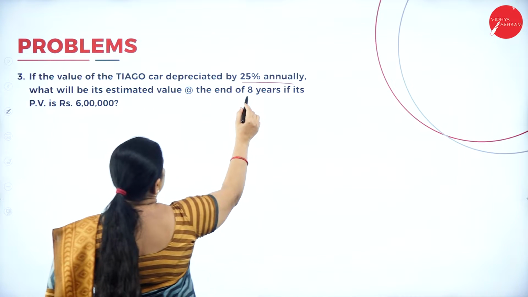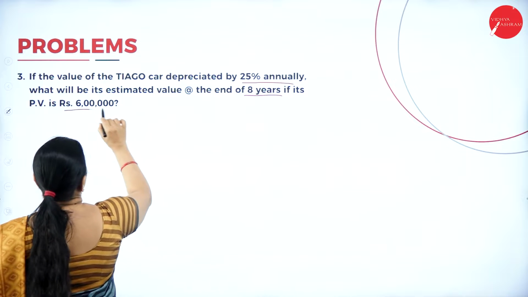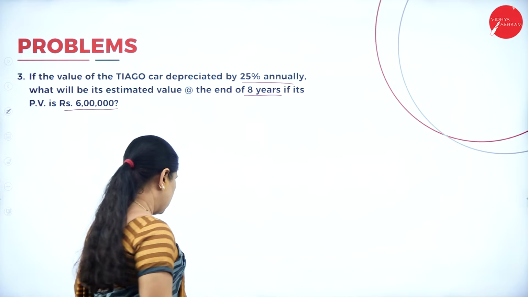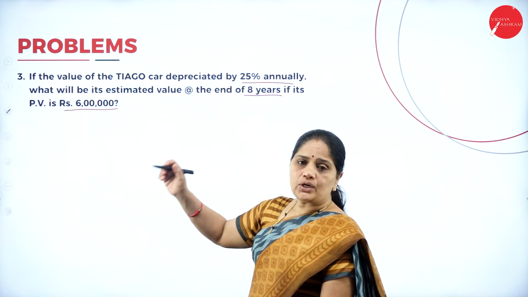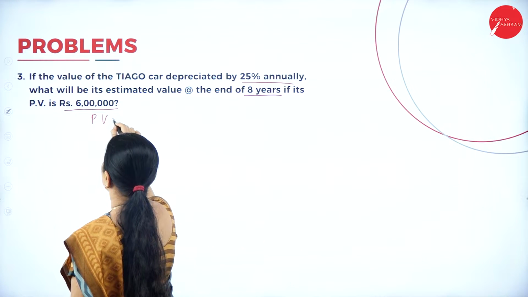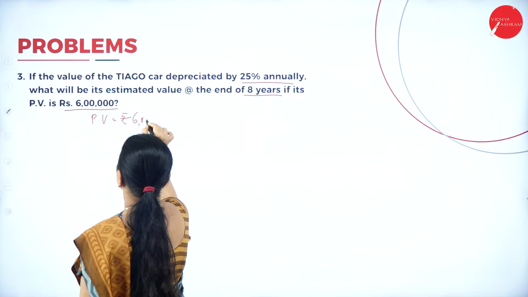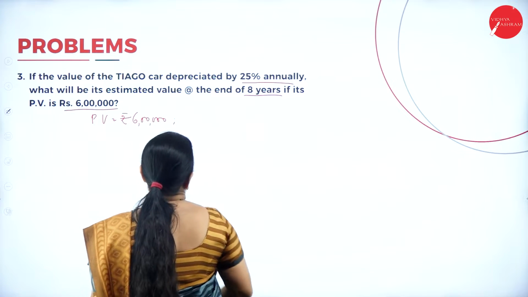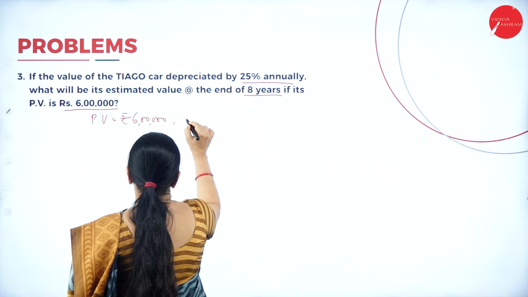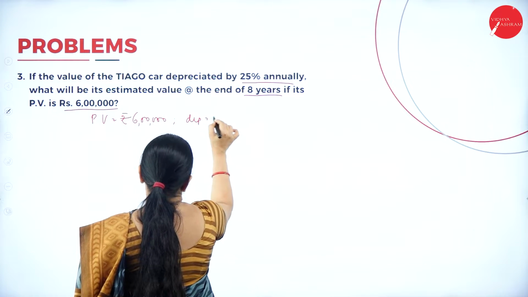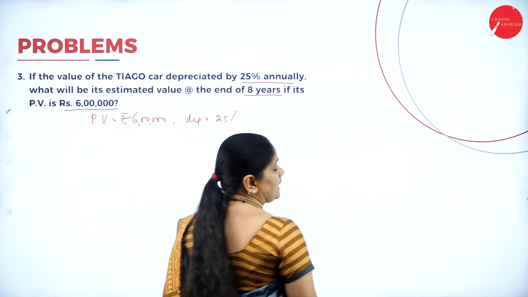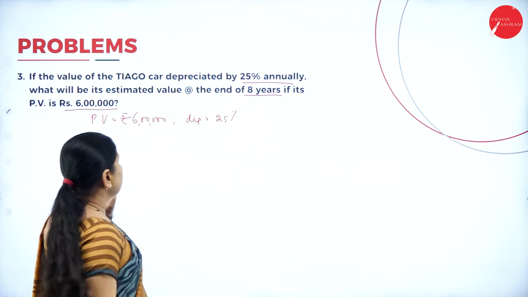Now, the third problem: the value of the Tiago car depreciates 25% annually. What will be its estimated value at the end of 8 years if its present value is 6 lakhs? Let us see here. We will make a note of what is given in the problem. They have given us the present value equals rupees 6 lakhs. They have also told us the depreciation is 25%. And we have to find the estimated value at the end of 8 years.